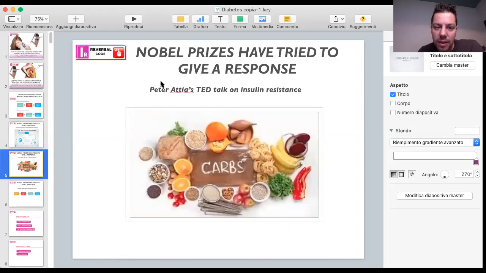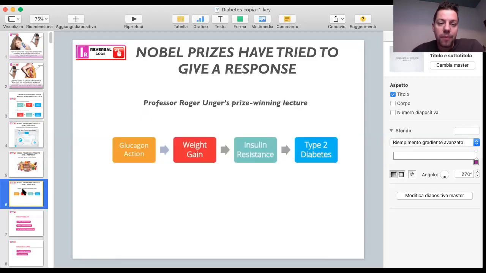The totally opposite, in a TED talk, Peter Attia said that it's really about eating too many carbs, okay? Too many carbs will create insulin resistance because of the excess blood sugar. Or, in this article on Nobel Prizes, Professor Robert Unger said that glucagon, the antagonist of insulin, is the issue: too much glucagon really messes up the production of insulin. So your blood sugar is always low and there is a compensation, which raises insulin, and then there is weight gain, and then insulin resistance, plus becoming diabetic, okay?